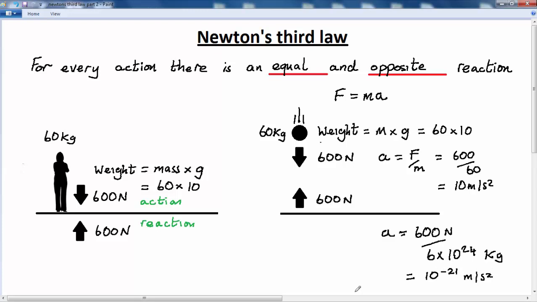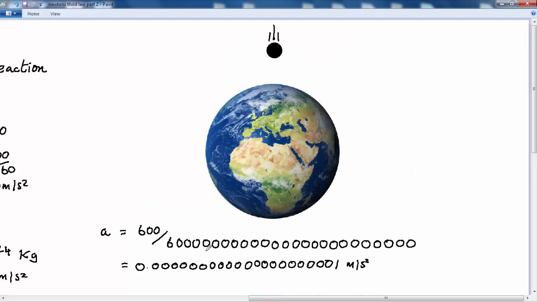Just to give you a picture of that, if you're not familiar with scientific notation, what we're saying is this: that the acceleration of the Earth is equal to 600 newtons divided by 6 and then 24 zeros, kilograms, and that gives us that number of meters per second squared. So this is a very, very, very small number.